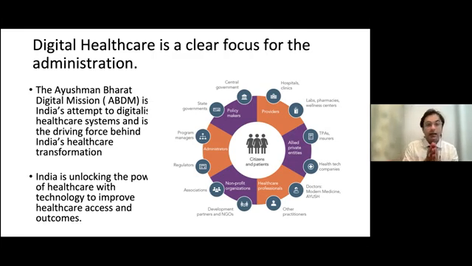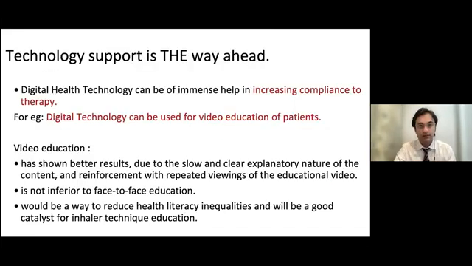ABDM. And India has unlocked the power of healthcare with technology to improve healthcare outcomes and access. And technology support is the way ahead.